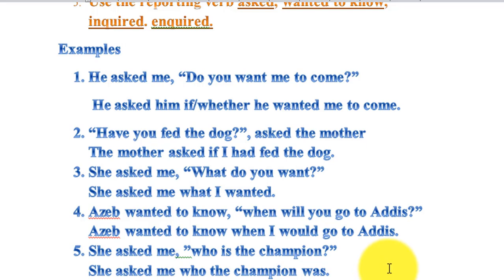This is question number 5. She asked me who is the champion? Yeah, she asked me who is the champion. She asked me who the champion was. Who the champion was, yeah. Subject, no verb, no simple present, and this one is simple past tense. So these 5 examples show how a reported question can be converted into reporting statement forms.